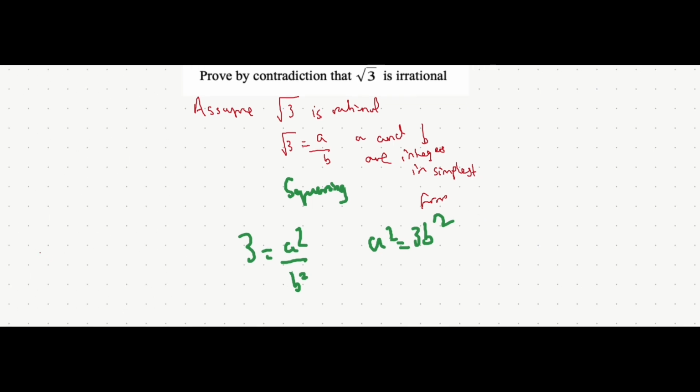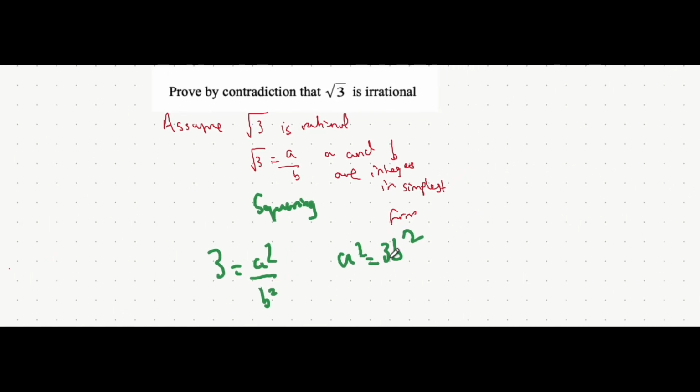Now, why is this important? That means that a squared is always a multiple of 3. So you can make a statement here. Since a squared is a multiple of 3, a is a multiple of 3. This is actually a fact, and it applies to all multiples. If a squared is a multiple of 10, a would be a multiple of 10. So it applies for any number, like I said. So a is also a multiple of 3.